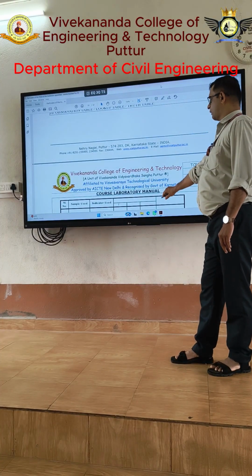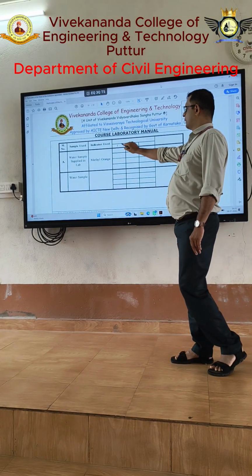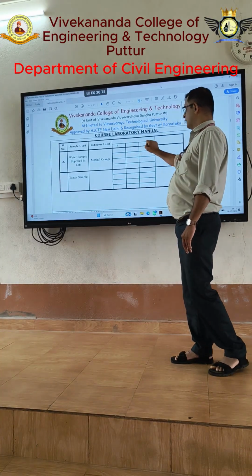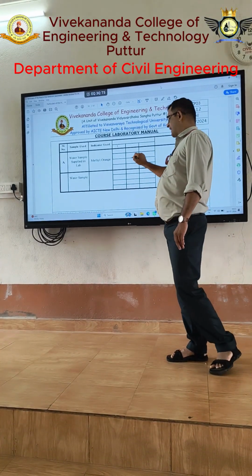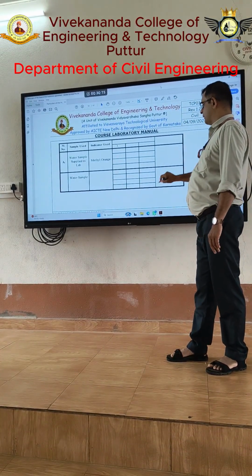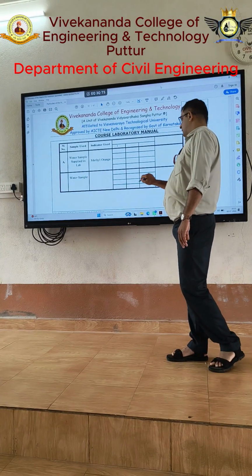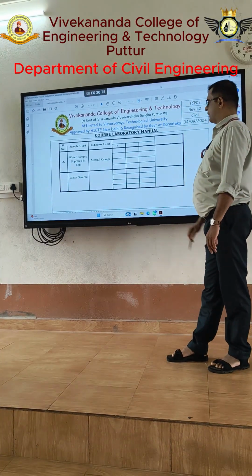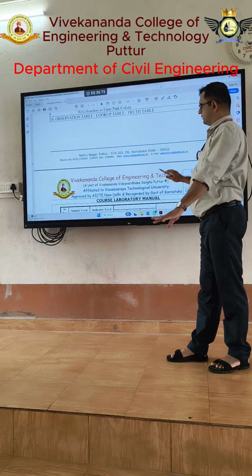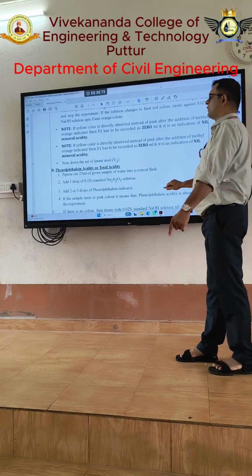This is the tabular column. Once again, here I have to note the final reading, initial reading, and the value. 3 trials I have to take, minimum 3 trials. Average I have to take for V1. Similarly for the phenolphthalein, minimum 3 trials. Note down the average. Then you substitute in the formulas, you will get the values. Whatever value you have obtained, finally you have to note down in the result.